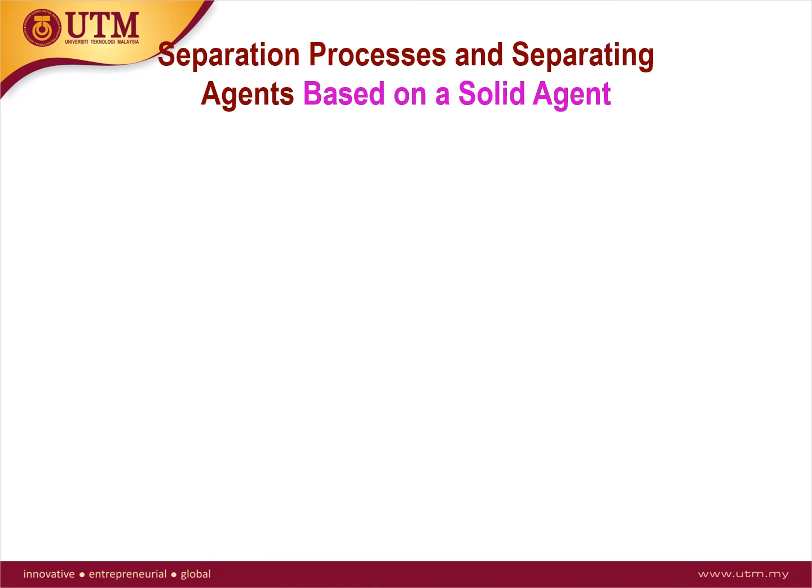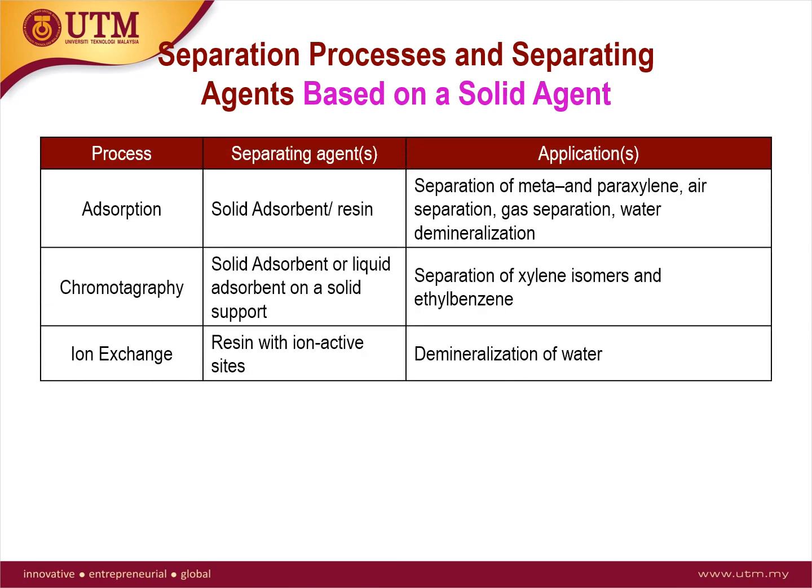Then we go to the examples of MSA and application based on solid agent. There are three processes involved for the separation process based on a solid agent that I have been explaining before. There is adsorption. Adsorption uses solid adsorbent or resin. For example, separation of meta-paraxylene, air separation, gas separation, and water demineralization.